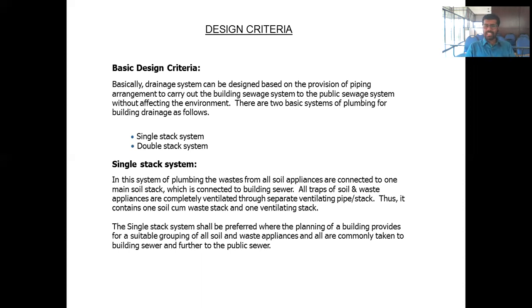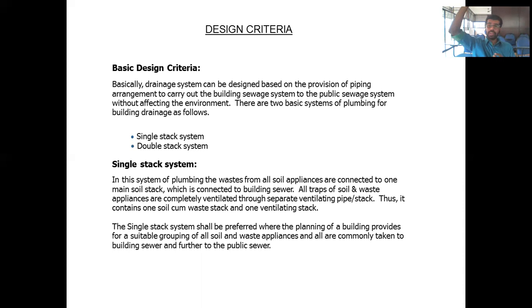In a single stack system, the waste from all soil appliances is connected to one main soil stack, which is connected to the building sewer. All types of soil and waste appliances are completely ventilated through a separate ventilating pipe stack. Thus, it contains one soil cum waste stack and one ventilating stack. The specialty of this is that both the soil as well as the wastewater is collected in a single stack or a single pipe. From that pipe, ventilation will be given.